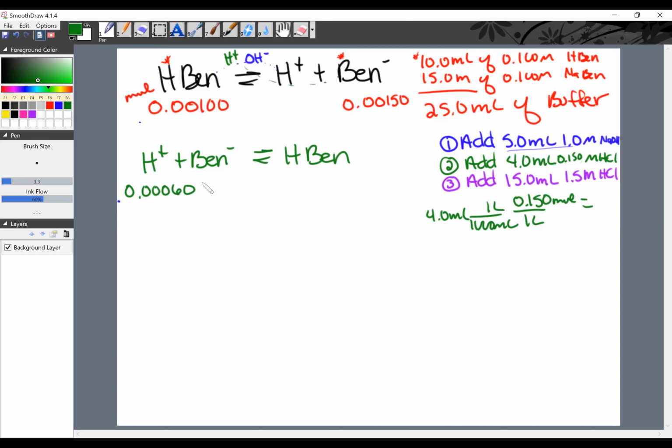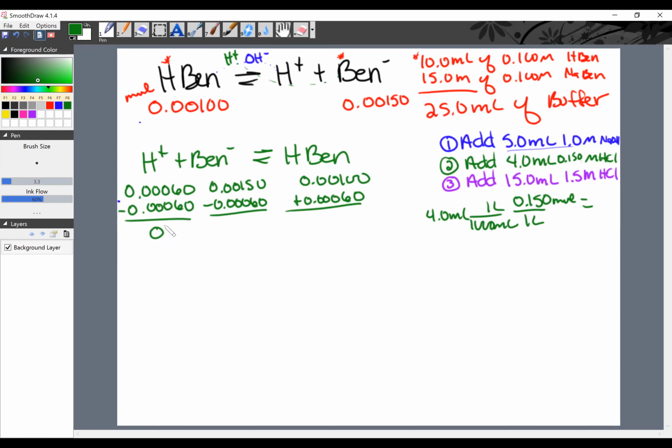Well, how much Ben minus did I start with? And how much HBen did I start with? Okay. Do I have enough Ben minus to sop up all of that acid? Yay! In this case, because I changed the number, yes, I do. So how much of it are you going to use? Well, I'm going to use all of it. And in consequence, I will make some more benzoic acid. So I'm going to use up all of my acid.